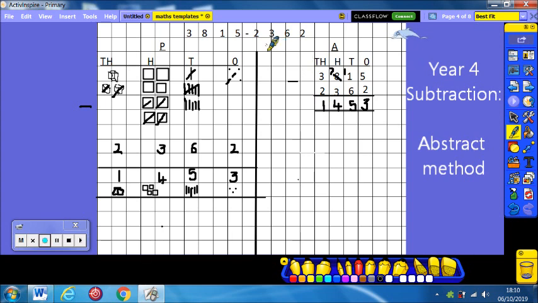So today I've demonstrated 3,815 take away 2,362. The answer is 1,453, or it's also known as the difference, because the answer to a subtraction calculation is known as the difference. So we could say the difference between 3,815 and 2,362 is 1,453, and we can see that pictorially as well.